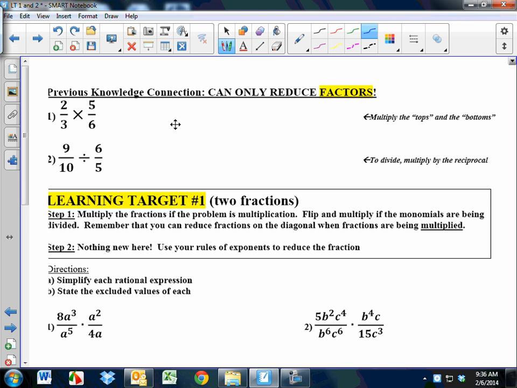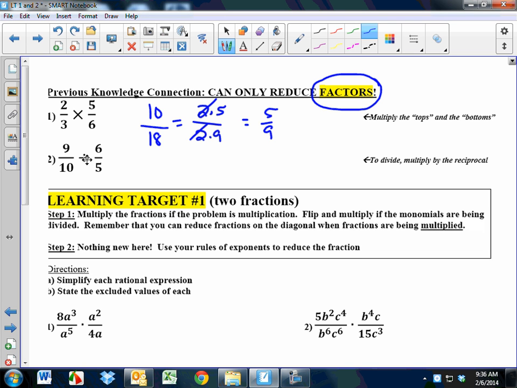Quick reminder of what you can do with fractions. When you're multiplying 2/3 times 5 over 6, you multiply the tops. 2 times 5 is 10, 3 times 6, 18. And the reason you can reduce this is because you can write this as 2 times 5 over 2 times 9, and the factors 2 will reduce, leaving you with the answer 5 over 9. That word factor is huge for what you can reduce in fractions.